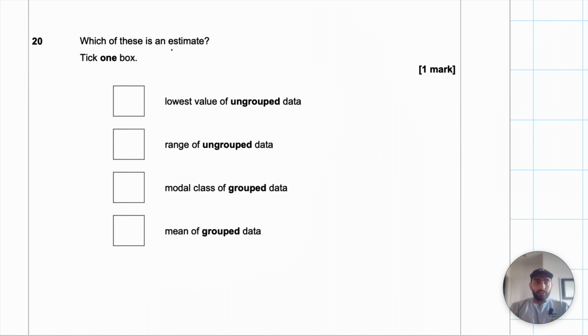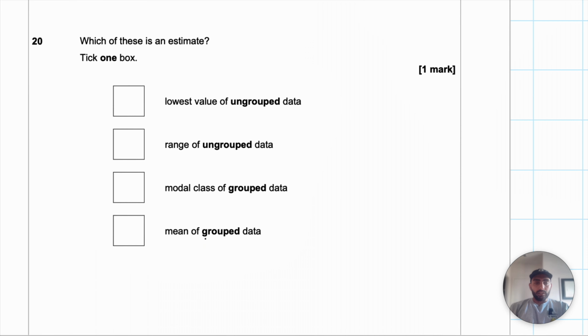Question 20. Which of these is an estimate? Tick one box. The lowest value of ungrouped data. If it's ungrouped and you know the lowest value, you would know that one, so it's not going to be an estimate. The range of ungrouped data. So if it's the range, it's the largest, take away the smallest, but you know both values because it's ungrouped, so that would not be it. The modal class of group data. So you would be able to see which is the most popular group, so that wouldn't be an estimate either.